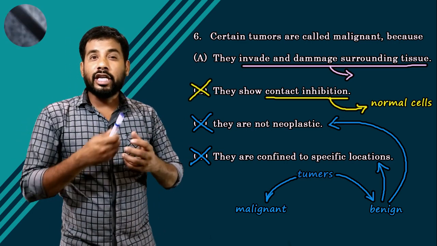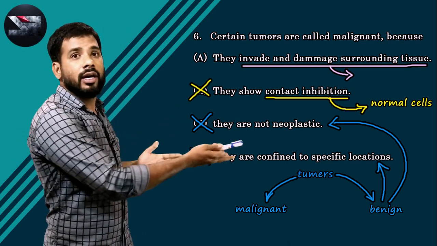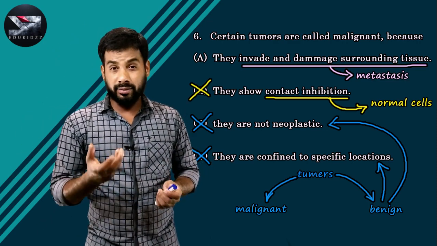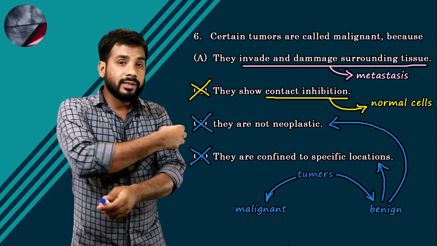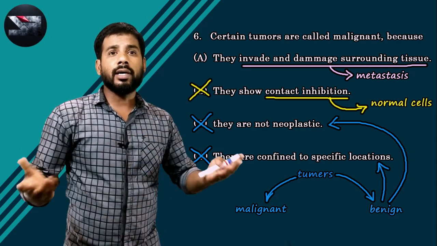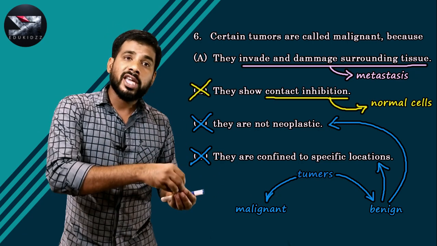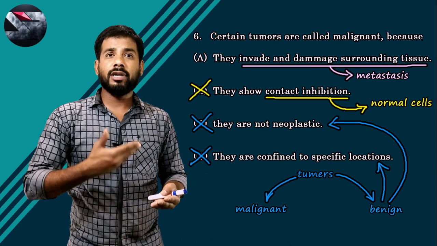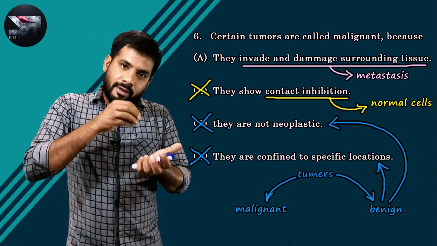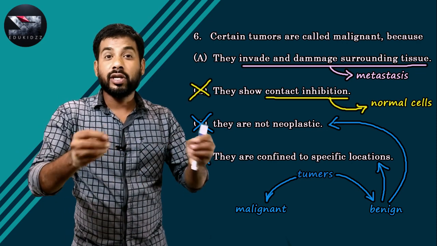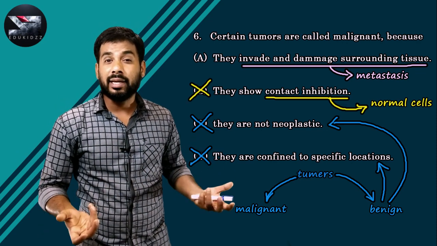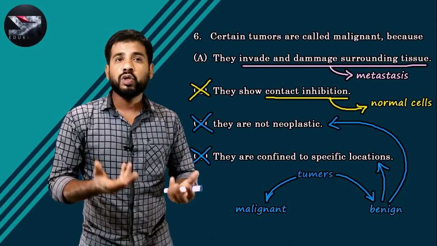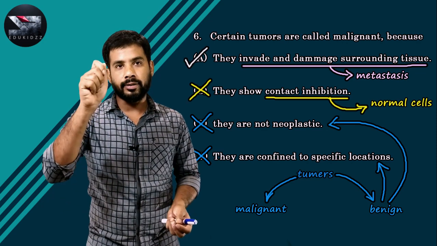Here, invading and damaging the surrounding tissue is actually the property of metastasis. What is metastasis? In a cancerous tumor, when the cells separate or slough off, they reach some other location in the body. There in that new location they originate one more tumor. That is what is called metastasis. And what is meant by invading? Invading is nothing but the growth of that tumor damaging the surrounding normal cells, making those normal cells starve. That is what is called invading. So hence option 1 is the right answer.